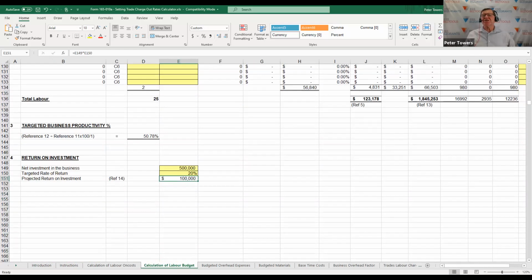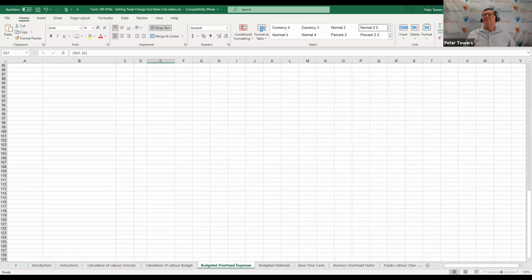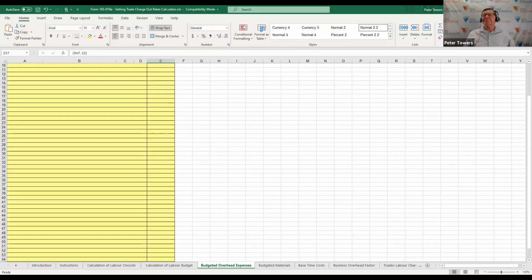We then ask the question, what's the net investment in this business? And the client's saying $500,000 is their investment, and their targeted rate of return is 20%. So they want to earn $100,000. We're then ready to move into budgeted overhead expenses.